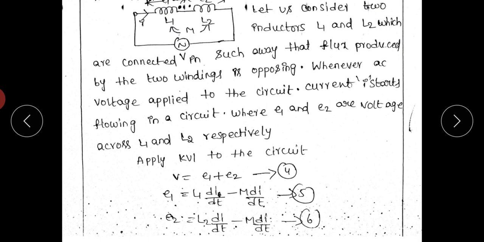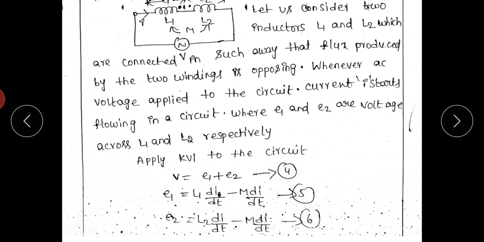Here two inductors are connected in such a way that they produce magnetic flux in opposite directions. If magnetic fluxes are opposite, then automatically the induced EMFs are also in opposite directions. So that's why here induced EMF equals self-induced EMF minus mutual induced EMF. Okay, equations 4, 5, 6.